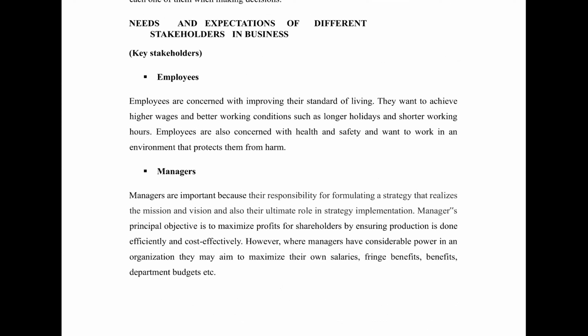Let's look at the managers. The managers are very important, okay? Their responsibility is to formulate a strategy that realizes the mission and the vision, and their ultimate role is in strategic management, forming the strategies and implementing the strategies. The manager's principal objective is to maximize the profit for shareholders by ensuring production is done efficiently and cost effectively.